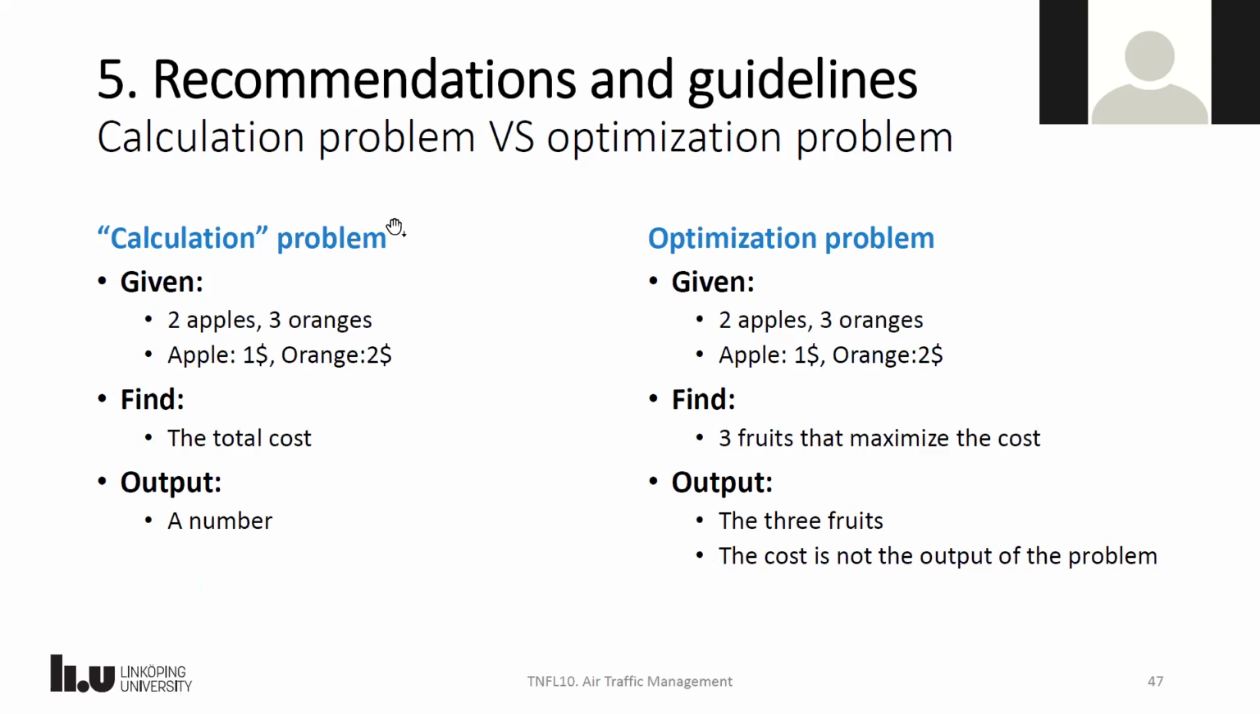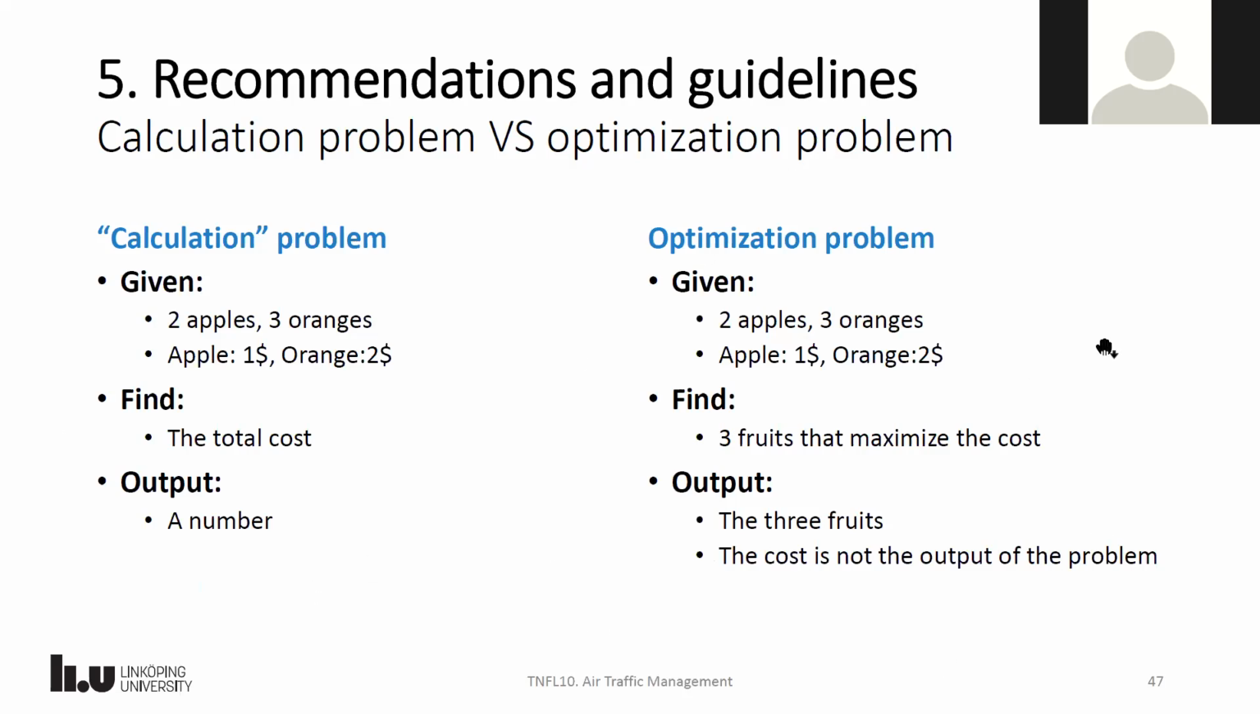The difference between a calculation problem and an optimization problem is that in a calculation problem there is nothing to optimize. You just have to compute something. In this simple example of apples and oranges, that's something middle schoolers could do, or even younger. We have given 2 apples, 3 oranges, the cost for the fruits, and we want to find the total cost, and the output is a number. So there is no optimization in there whatsoever. You just have this problem, just do it. This is not what we are trying to do.